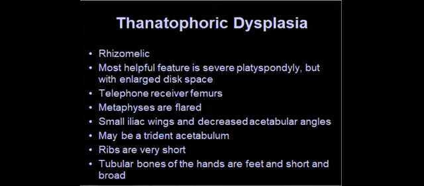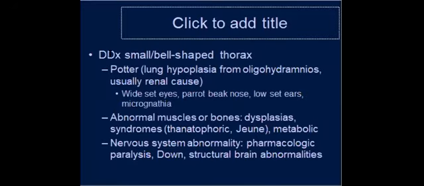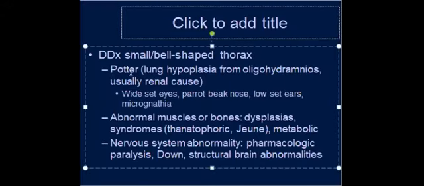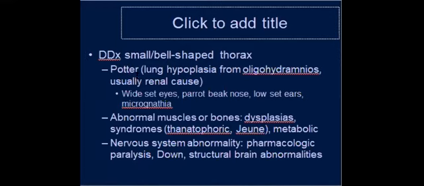We already mentioned most of the criteria. When you find a small bell-shaped thorax like this one, your differential diagnosis will include causes with lung hypoplasia, abnormal muscles or bones, or nervous system abnormality.